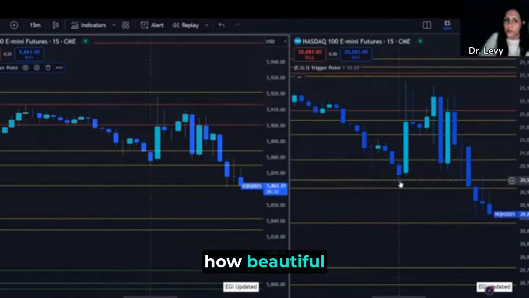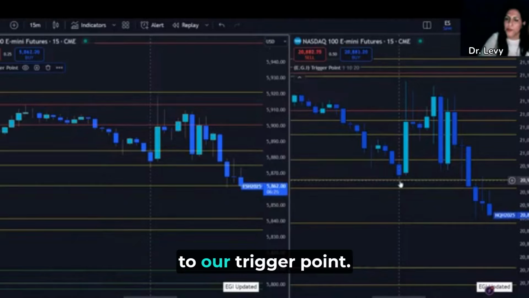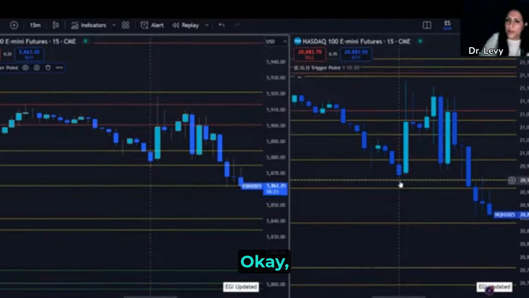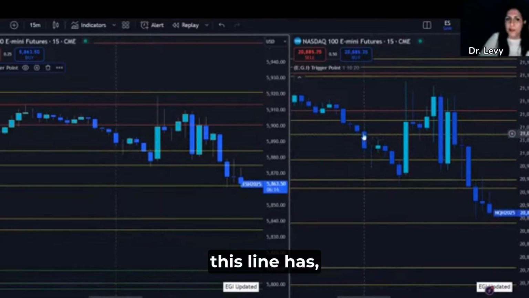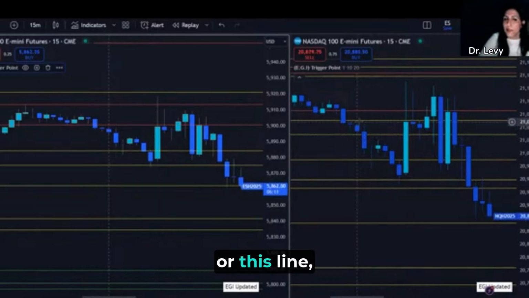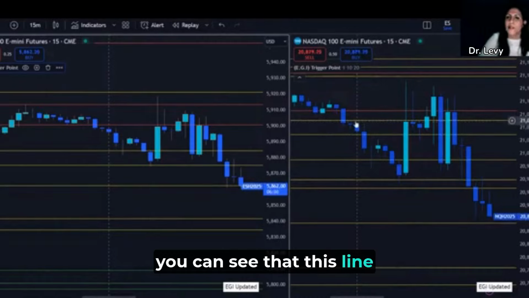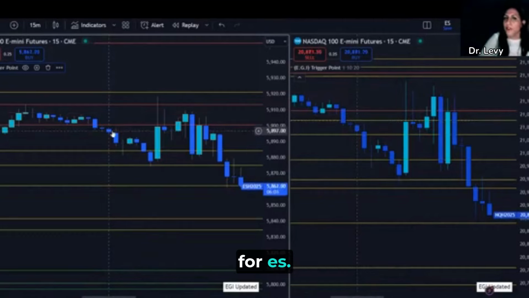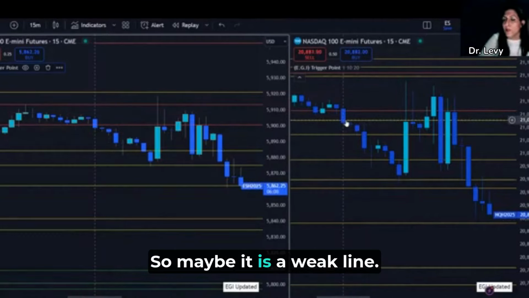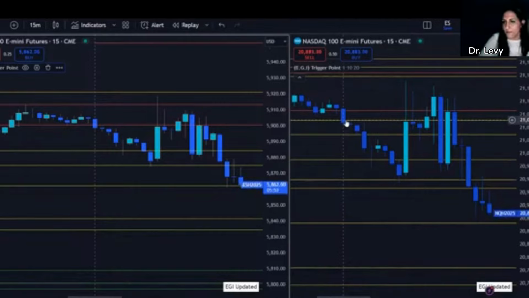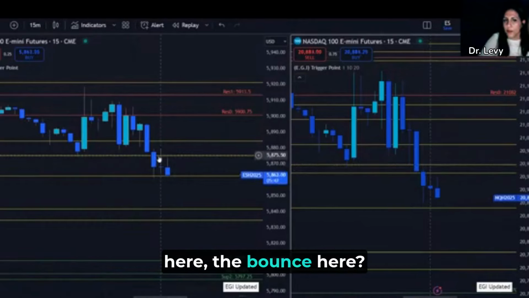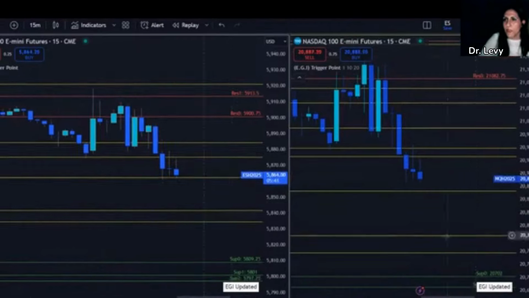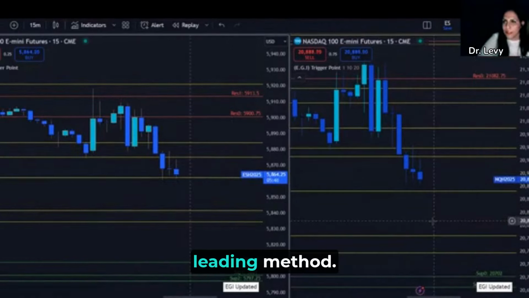And look how beautiful, they reacted at the same time to our trigger point. So this method can be used to filter out lines, because if you look at this line in real time, you can see that this line has no equivalent for ES. So maybe it is a weak line. Okay, can you see here? The bounce here, the bounce here. It's a beautiful confluence leading method.